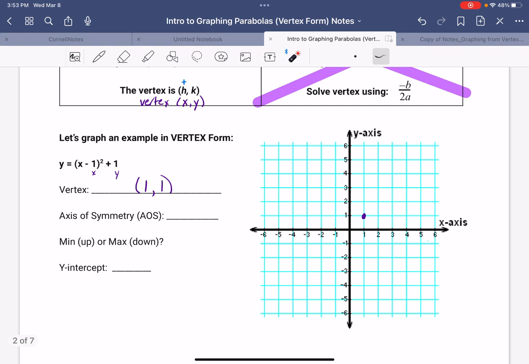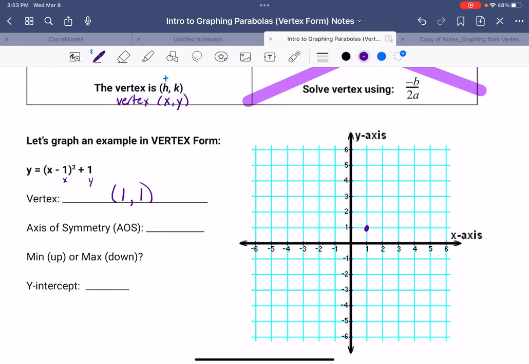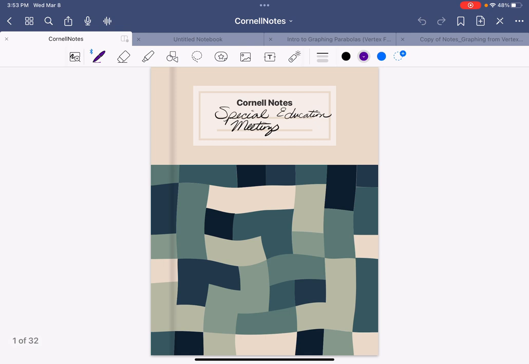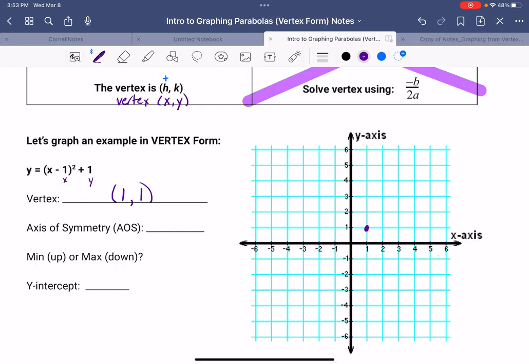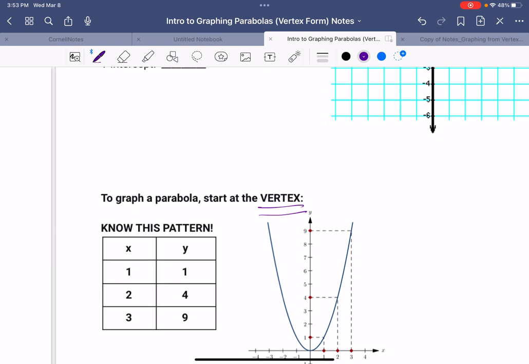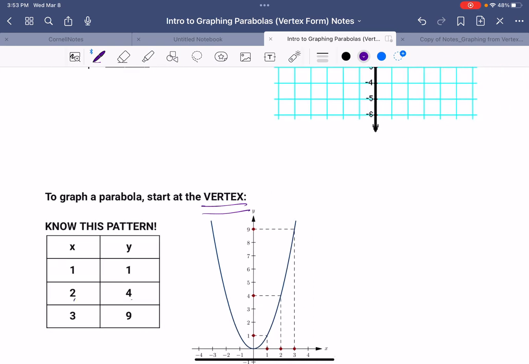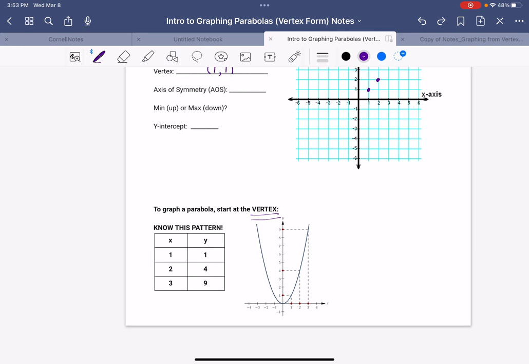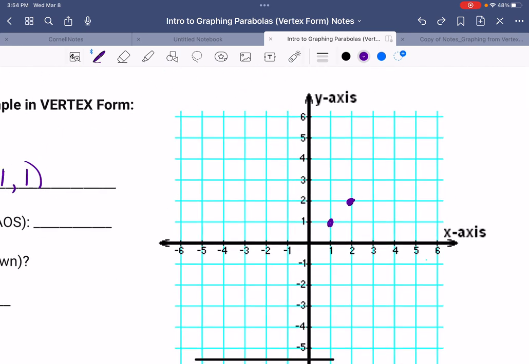So when we're coming back to here, I'm going to start at my vertex and go over 1, up 1. There's my first point. Nope, first point is (1, 1). Okay, my second point is going to be, go back here, (2, 4). So let's go here. I'm going to start at my vertex, move over 1, 2, go up 1, 2, 3, 4. My next point is right here.